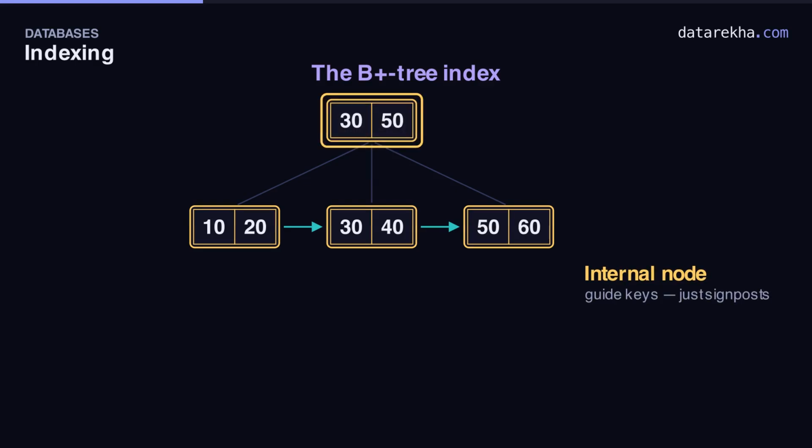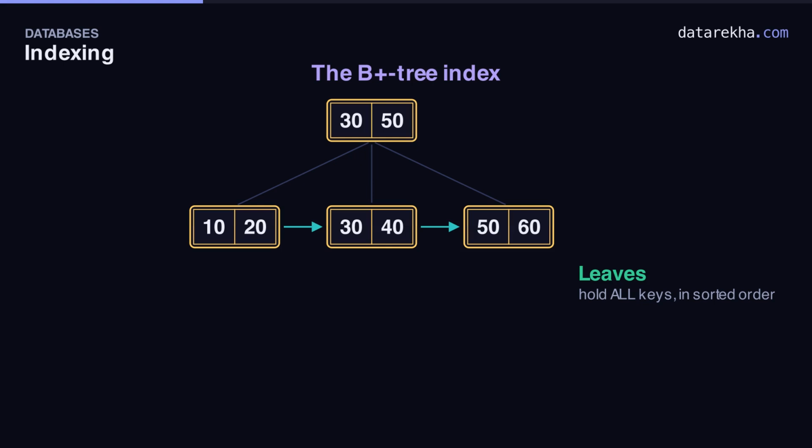Here is the crucial twist of a B plus tree. Internal nodes store no real data. They hold only guide keys, signposts that tell a search which way to turn. 30 and 50 here are pure routers. Every real key lives in the leaves, and only in the leaves. Read them left to right, and they are in sorted order. 10, 20, 30, up to 60.